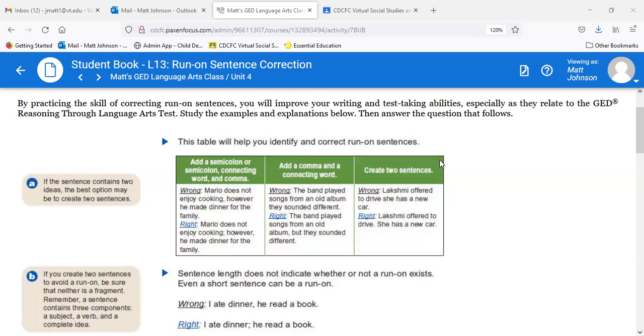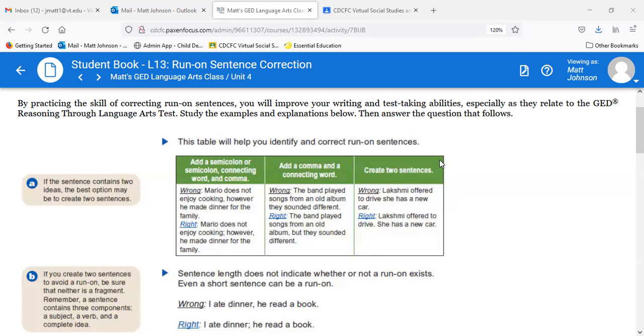Then our second example here, add a comma and a connecting word. So the incorrect sentence I have here, the band played songs from an old album, they sounded different. All right, that's a perfect example of a run-on sentence, right? The band played songs from an old album, they sounded different. What you need to do to correct that is add a comma and add but. So the band played songs from an old album, comma, but they sounded different. Okay, so you're separating your ideas and you're adding contrast by putting but there.